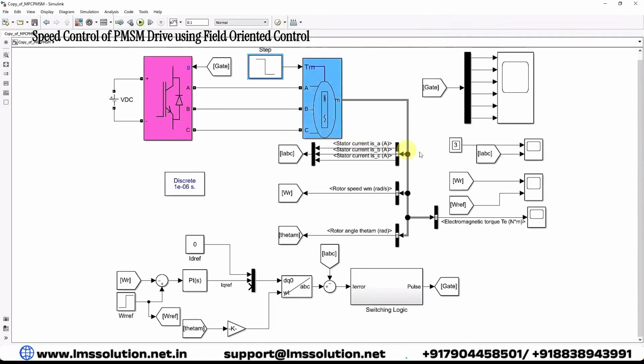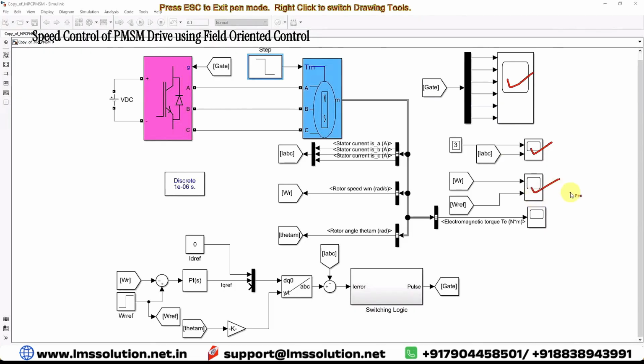Next we have to see the response, and on this side you can see that we have different scopes. This scope is for measuring the generated pulses, and this scope is for measuring the voltage across the PMSM and then the stator current. This one is used for measuring the actual speed and reference speed, and this is used for measuring the electromagnetic torque of the PMSM.